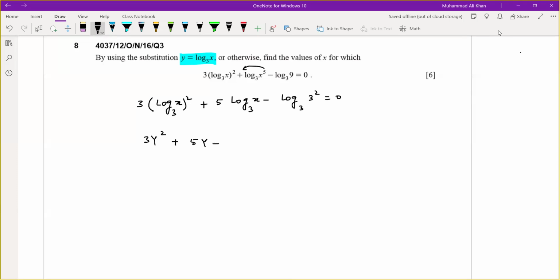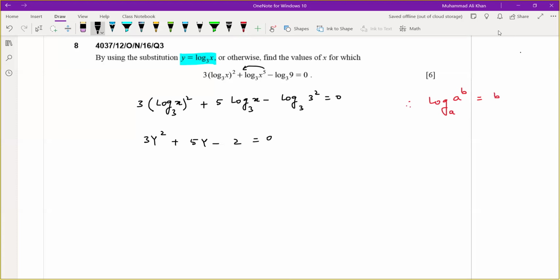Now look, according to the property of log, log a power b, if both values are the same, the base of the log and what is written with the log, this is called the argument. If the base and argument are both the same, then the power will be the answer. So this is 2 equal to 0.